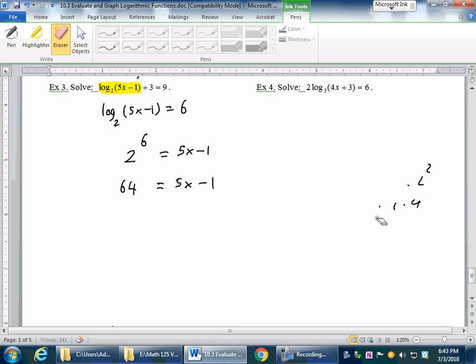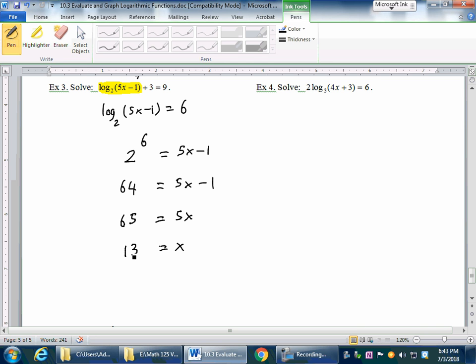Now, solving for x is much easier, which is what? You add 1 to both sides. So that will become 65 is equal to 5x. And finally, divide both sides by 5, and that will become 13.